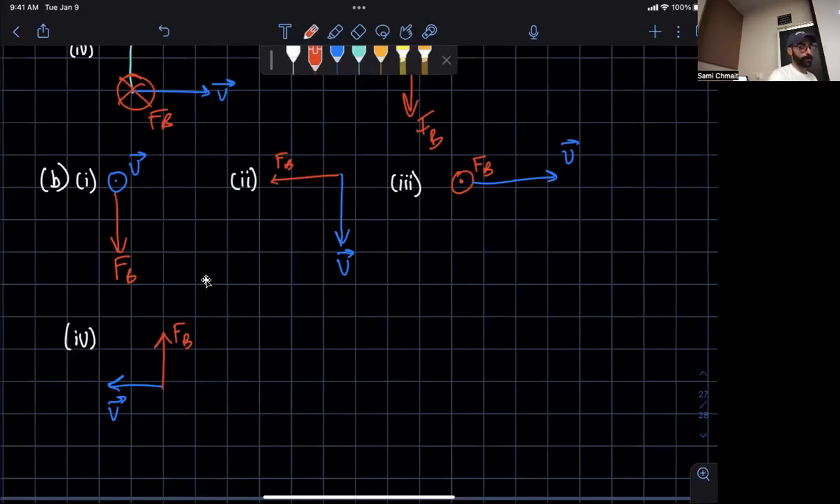So our thumb's pointing up, but in reality, it represents the FB that's pointing down. Pointer finger is pointing out, and our middle finger is pointing rightwards. So our B field is going to go to the right. And using this kind of equation is really important, especially when you have an electron.